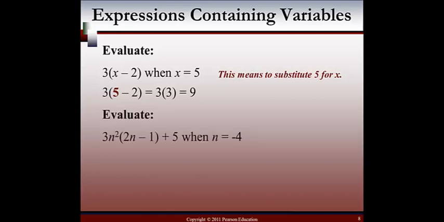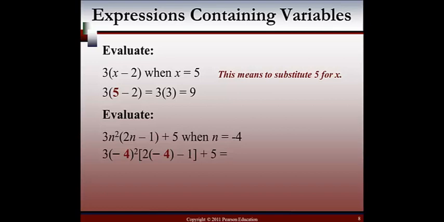We have 3n squared, and then in parentheses, 2n minus 1, and then outside the parentheses, plus 5, when n is negative 4. So we need to substitute in negative 4 everywhere we see that n. So now we're going to have 3 times and then negative 4 squared. And then we're going to have our bracket 2 times negative 4 minus 1, and then outside of that plus 5. We need to just do the order of operations.